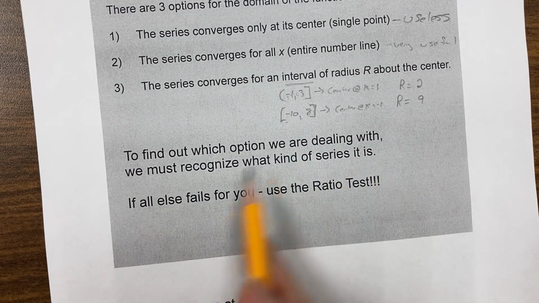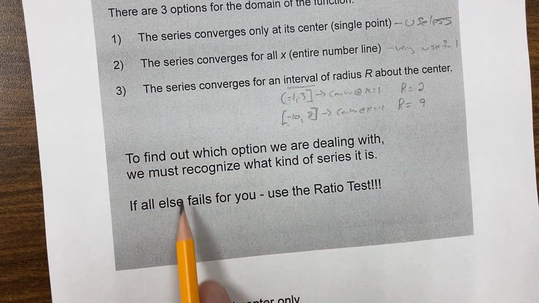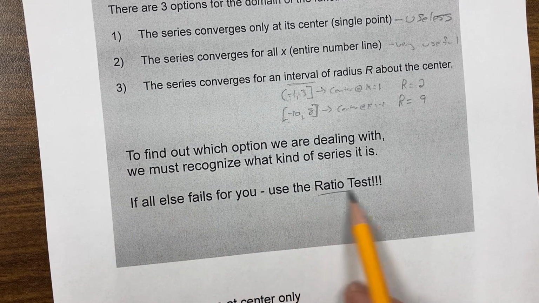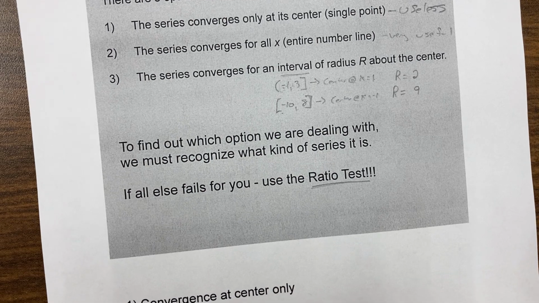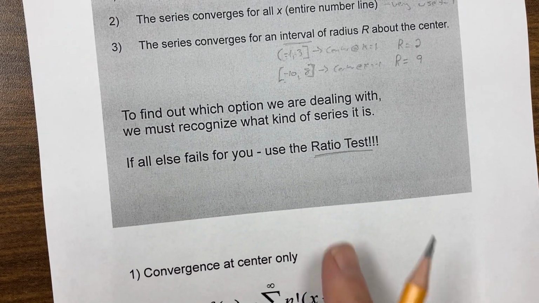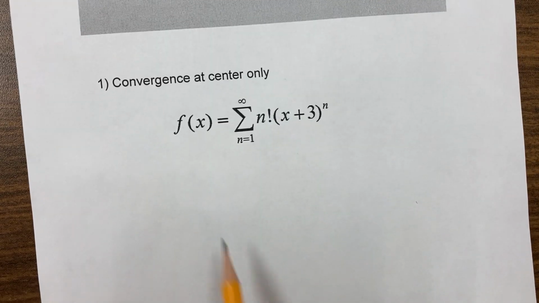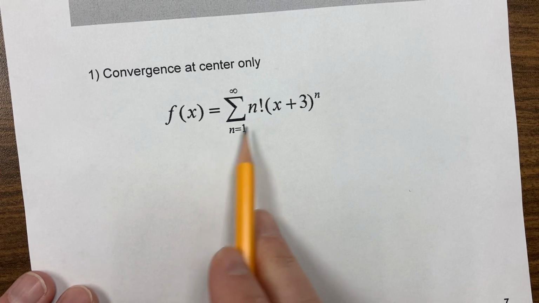Now, to find out which of these options we're talking about, we've got to recognize what kind of series we're working with. And sometimes the ratio test is going to be something that bails us out. But let's see if we can just recognize at first what's happening and then let the ratio test confirm that for us. So, converges at a center only. Look at this one here.